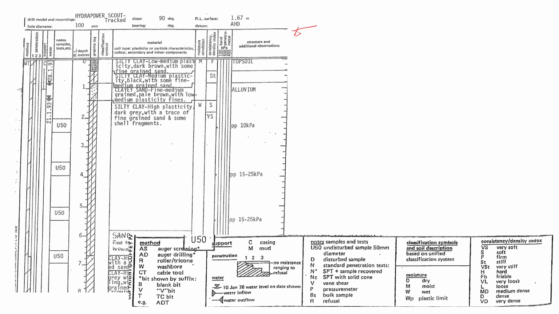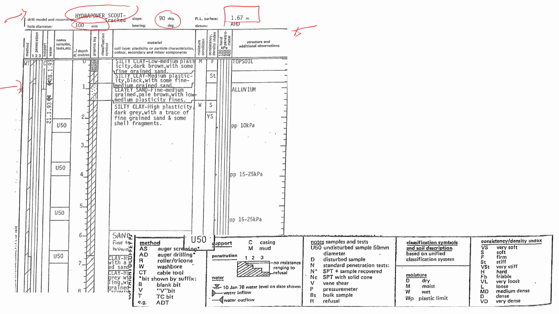So here we have data from a borehole that was drilled many years ago. First, on the top you will see the general information, what kind of rig they used. So what was the diameter of the borehole? It was 100 millimeters. Then it was drilled vertically, and then this is the elevation above the sea level, 1.67 meters.